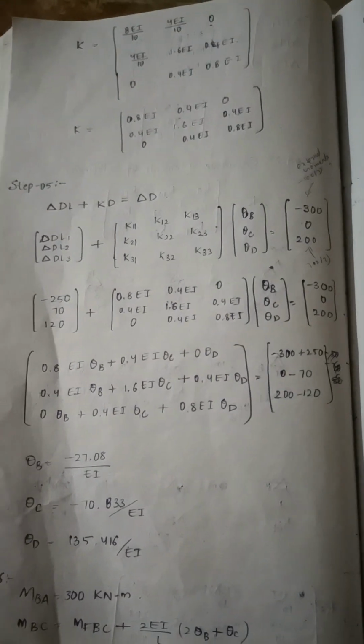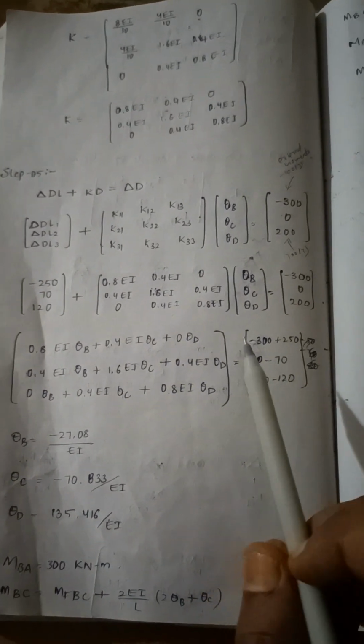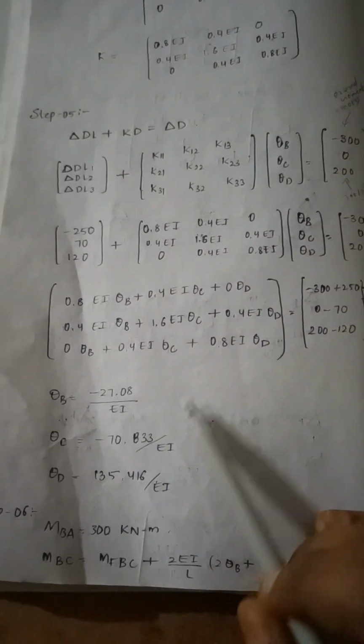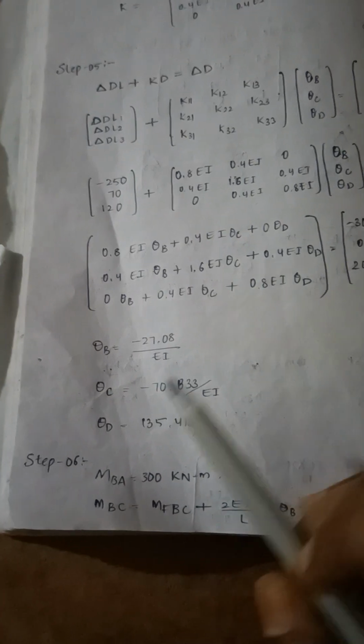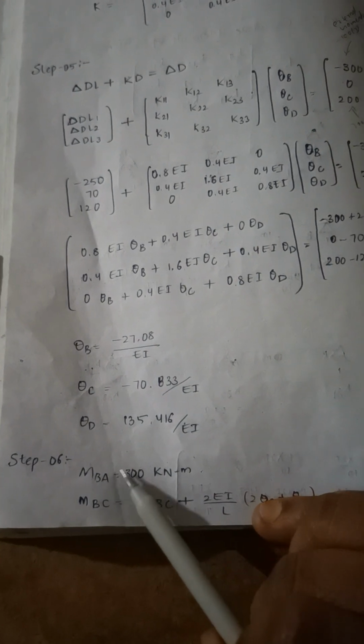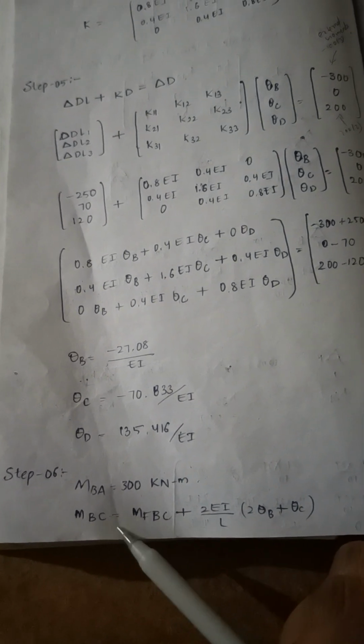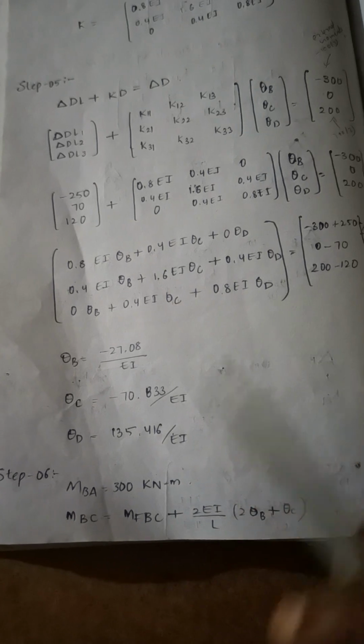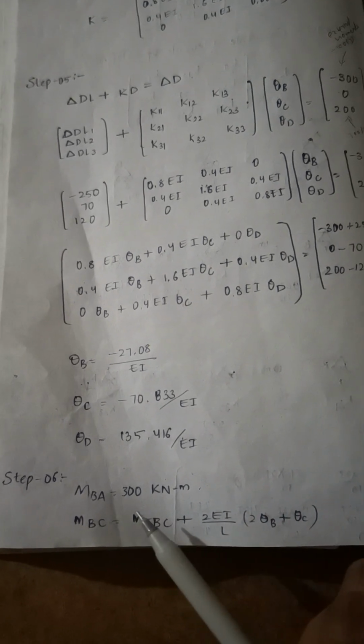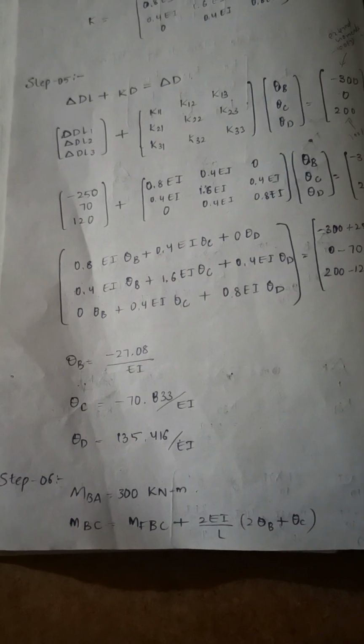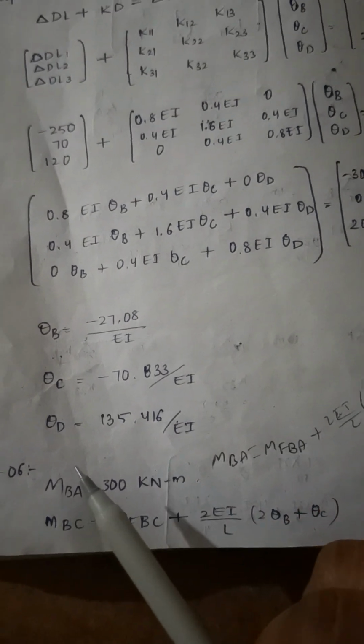So by solving it we can find theta B, theta C and theta D values like this. Then step 6, using the slope deflection equations we can find MAB, MBA, MBC, MCD, the final end moments. So what about MAB? MAB is 0 because at A it is a free end, so there is no moment at A.